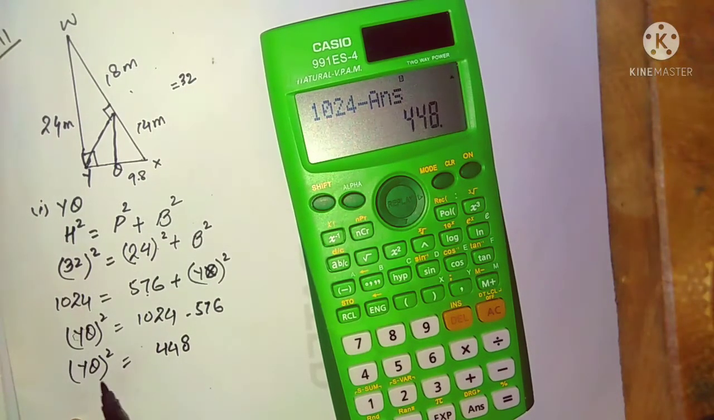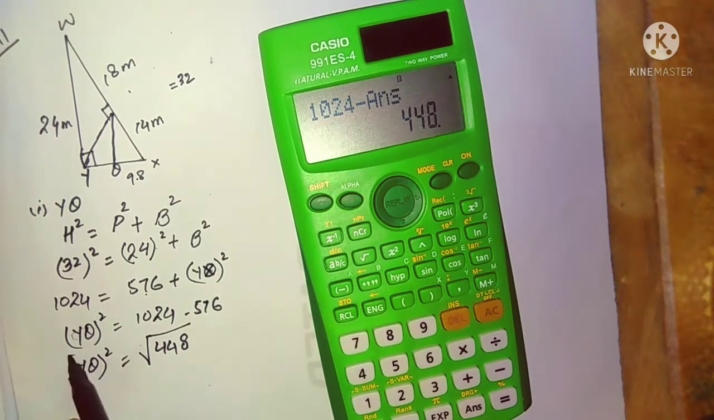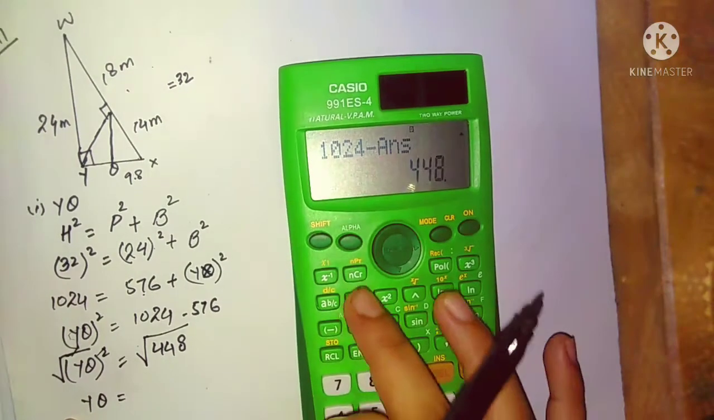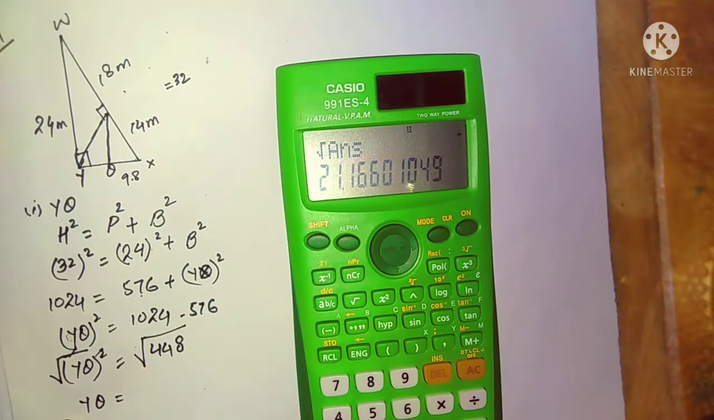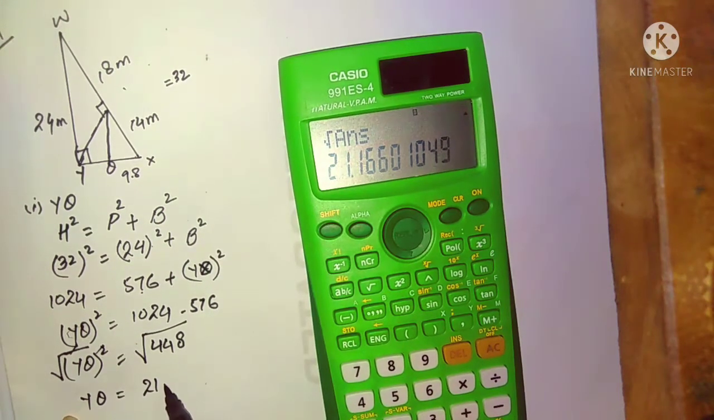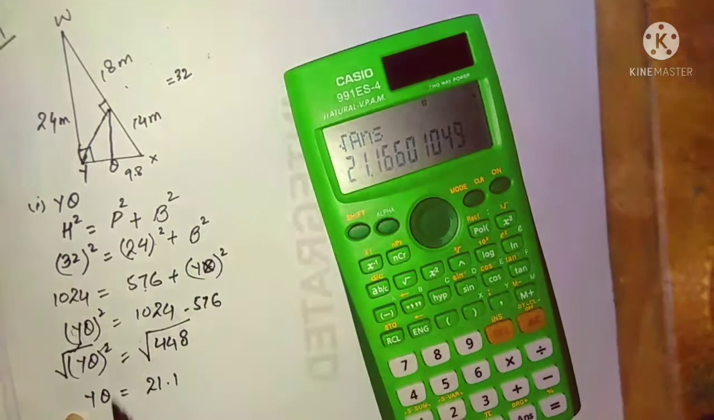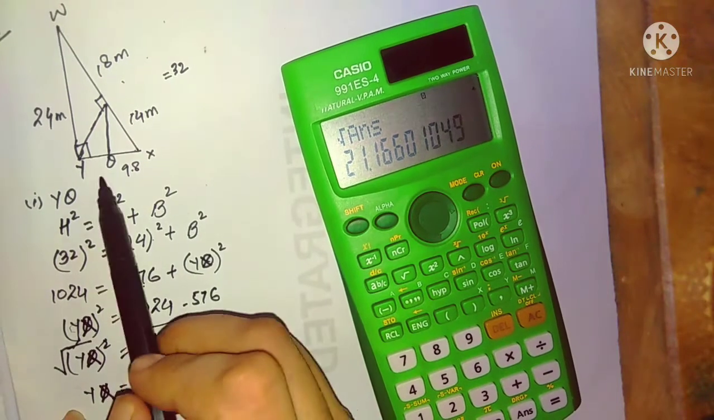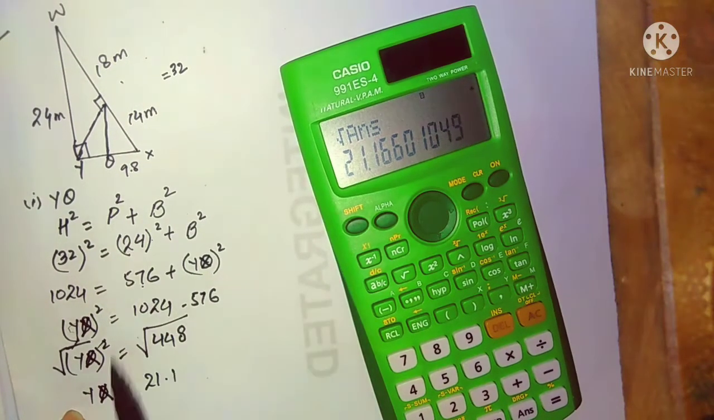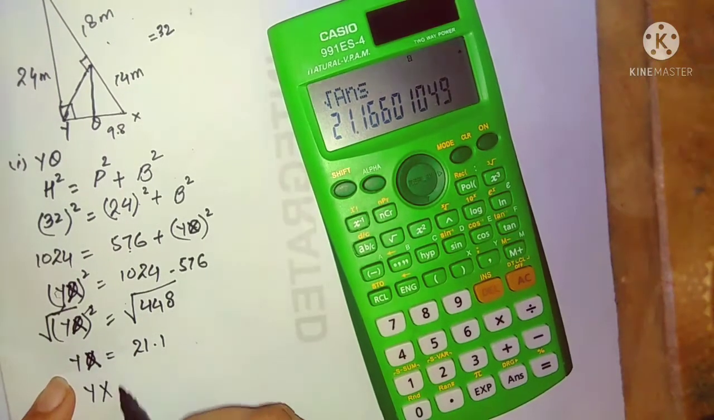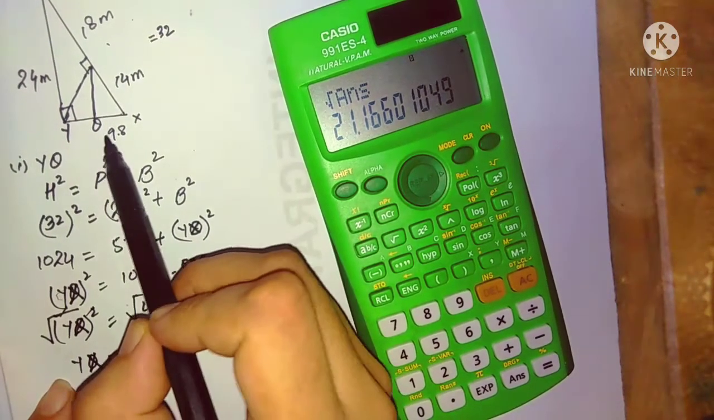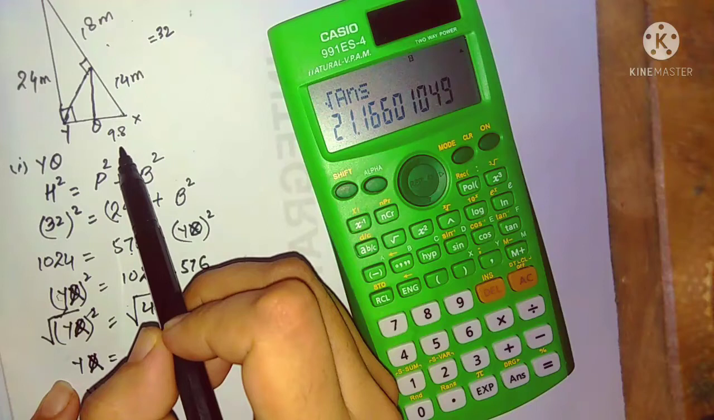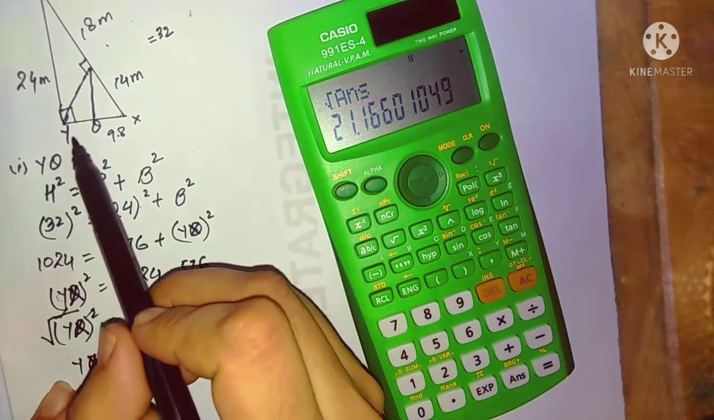As we have to find out the value of YX, to remove this square I will take the square root on both sides. Square and square root will cancel each other, so the value of YX will be equal to 21.1. I just want to find out YQ, and we have found YX, which is 21.1. To find this YQ, we know the length from Q to X, it's 9.8. When we subtract 9.8 from this whole length YX, we will get this length, which is YQ.